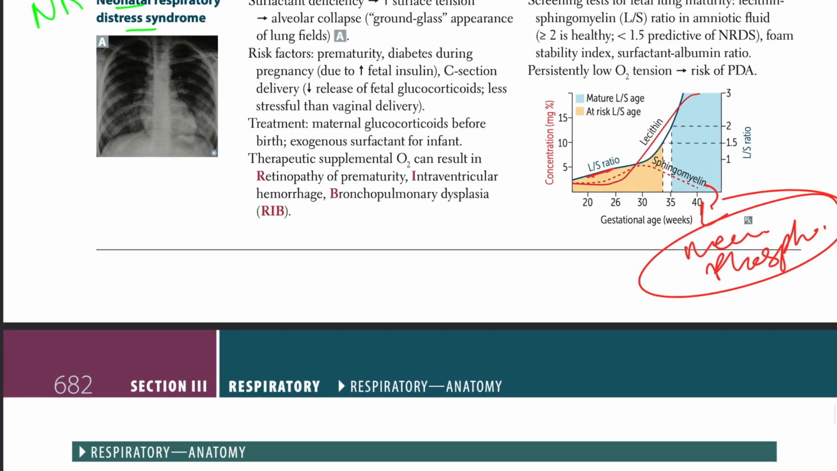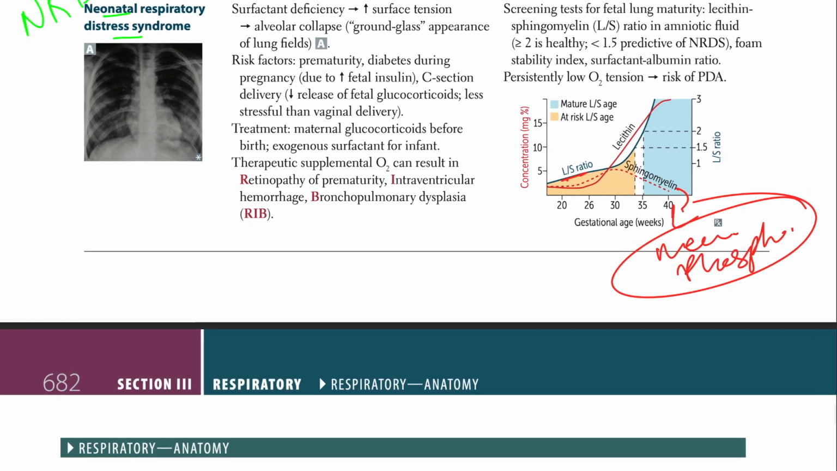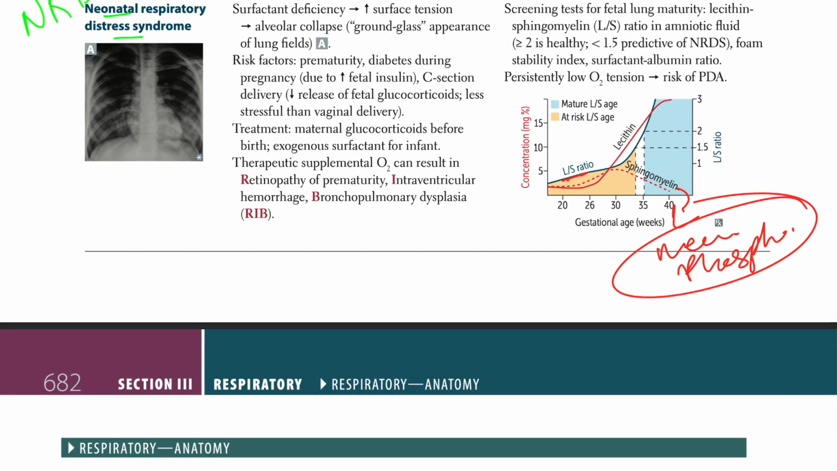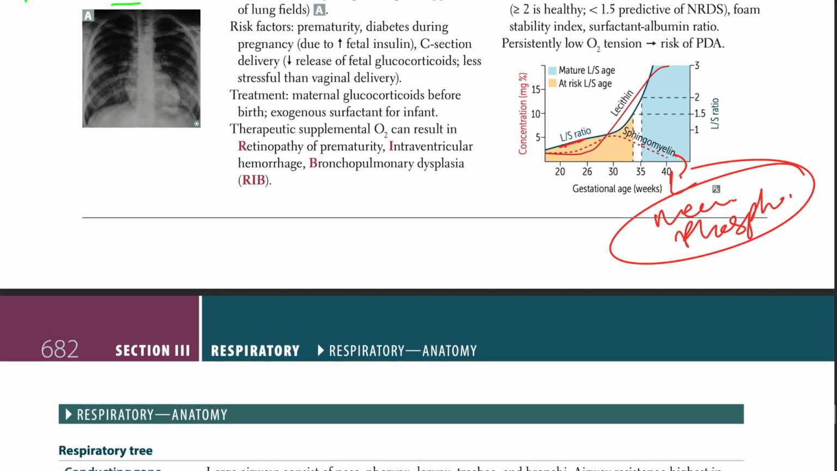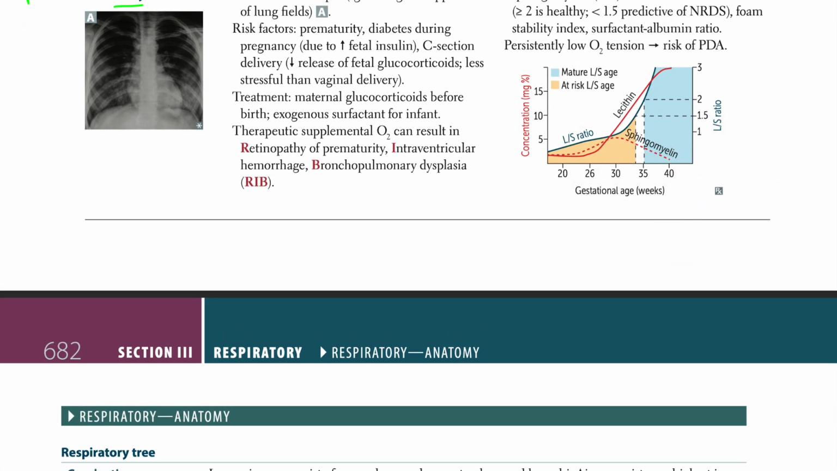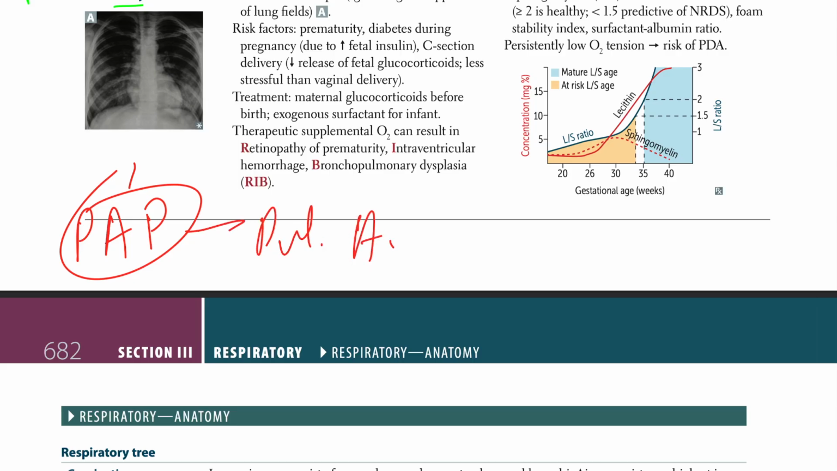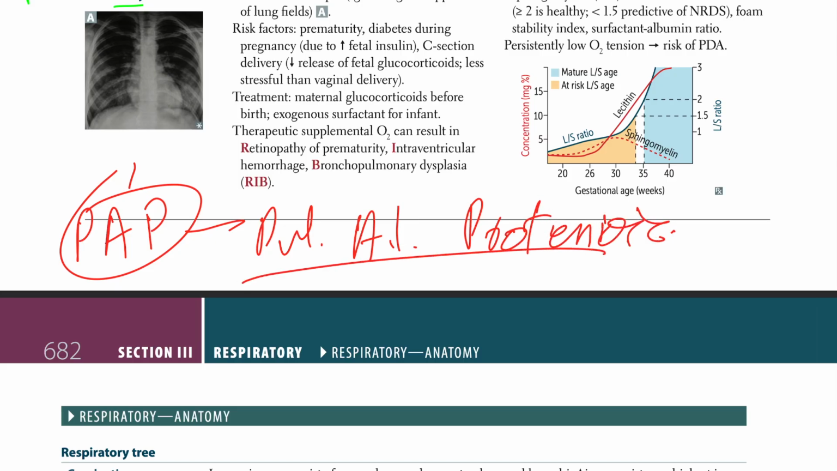So one of the extra things that you will see, which is not mentioned here, probably in the new, this is 2023 edition, by the way, so I don't know if the new one might have this or not. It's called PAP. What is PAP? PAP is pulmonary alveolar proteinosis. And what is this? So here we have surfactant deficiency, right? In NRDS. So in PAP, what are we going to have?